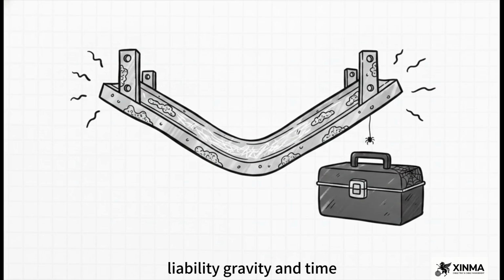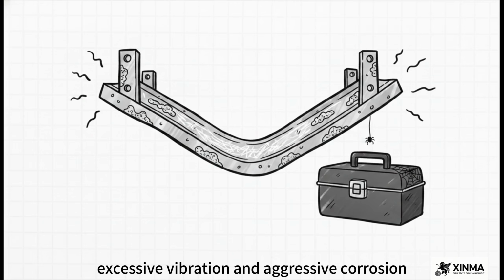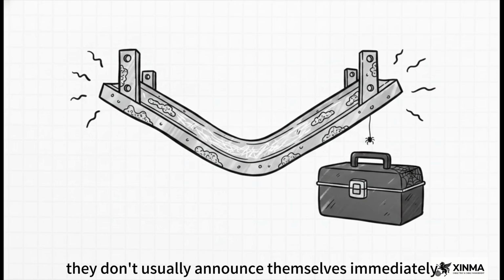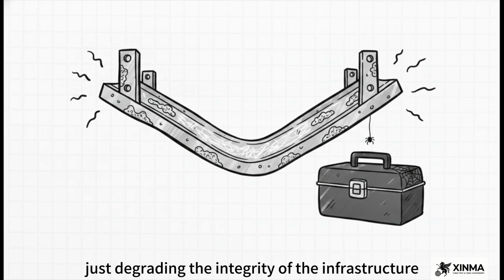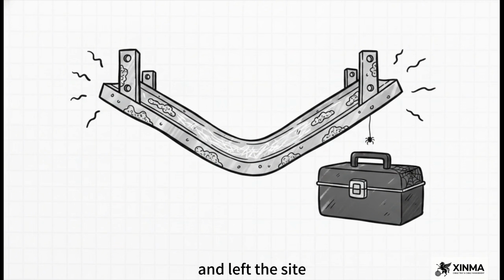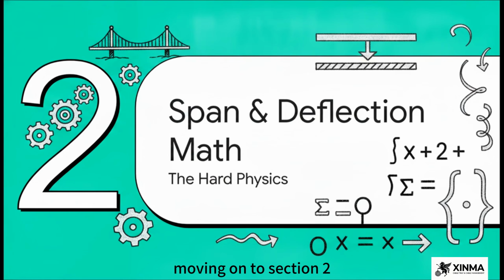Gravity and time, they will always expose your shortcuts. The real consequences, things like deflection, excessive vibration, and aggressive corrosion, they don't usually announce themselves immediately. They creep in quietly, just degrading the integrity of the infrastructure long after you've packed up your tools and left the site.